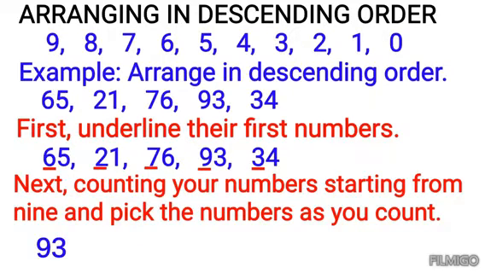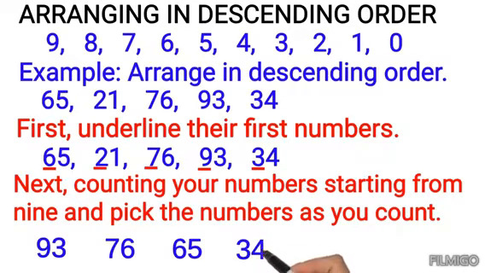Do we have 8? No. Do we have 7? Yes, which is 76. We have 6, which is 65. We don't have 5. We don't have 4. But we have 3. So we're going to write our 34. Then finally, we end with what? 21.